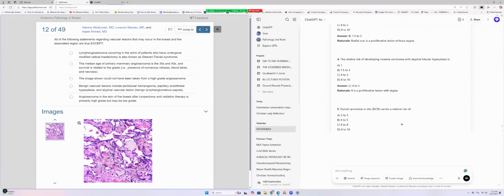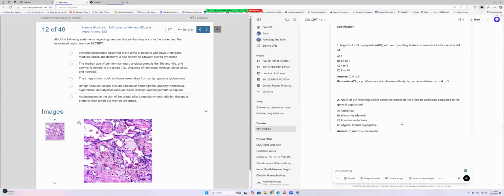Let me try and answer it. We have already passed it. I know A is correct, I know the first one is correct. The primary one. What is Stewart-Treves syndrome?